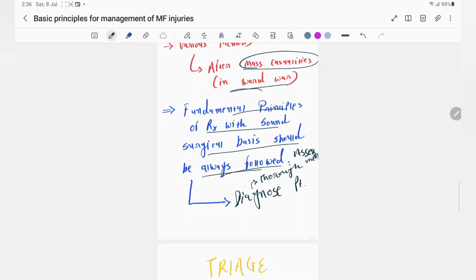Thorough assessment. So in this, what kind of injury is there, how much injury is there, what kind of wounds are there. So this is the first principle.